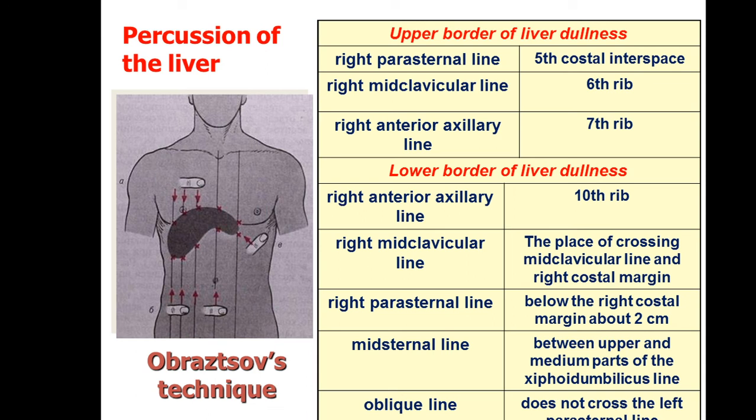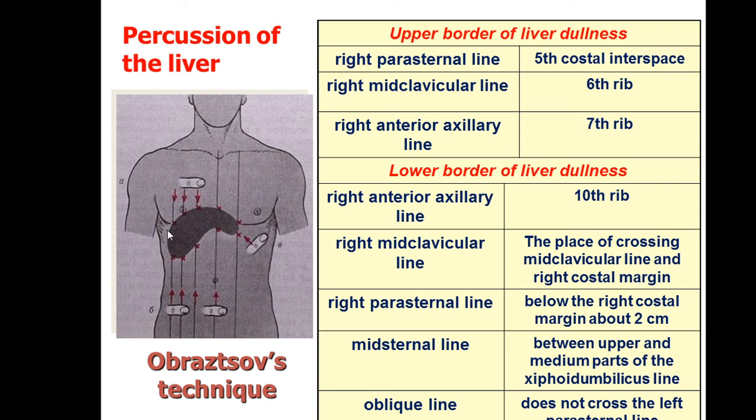There are two types of percussion, two methods. First is Obraztsov technique, and next is Kurlov technique. In the Obraztsov technique, to detect the upper borders we use the right parasternal line, mid-clavicular line, and right anterior axillary line. Right parasternal line 5th costal interspace, right mid-clavicular line 6th rib, right anterior axillary line 7th rib. And you also see the lower border of the lungs.